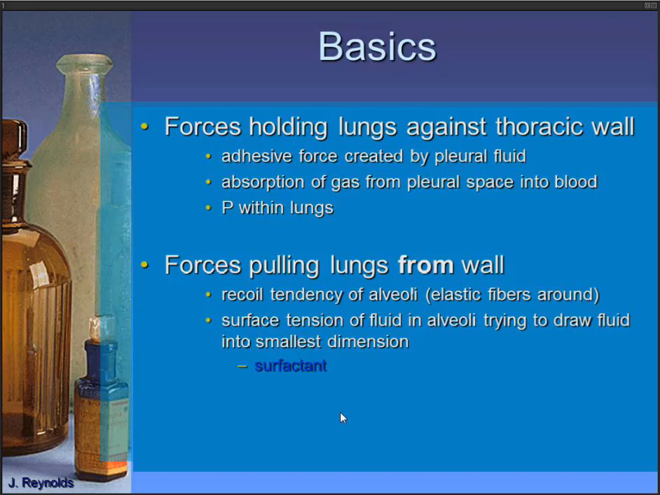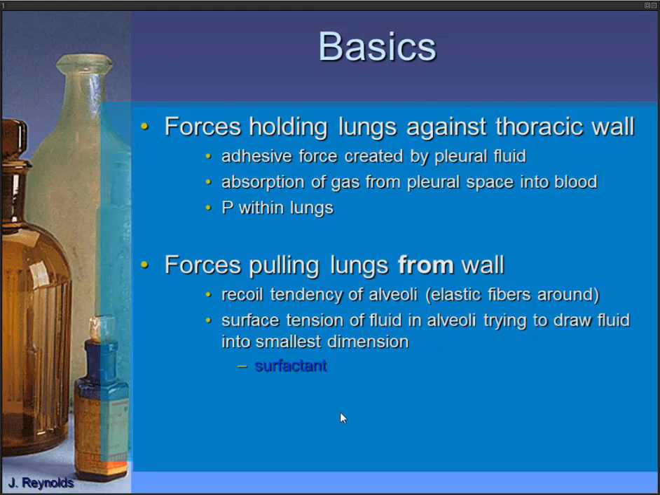Remember, pleural fluid is in the space of the cavity between the parietal and the visceral pleural membranes. Visceral pleura is right on the lung itself. You can't peel it off. It's actually forming the outer layer of the lung. The parietal pleura is the lining on the inside of the rib cage, on the inside of the muscles. And there's that thin fluid between them, pleural fluid.